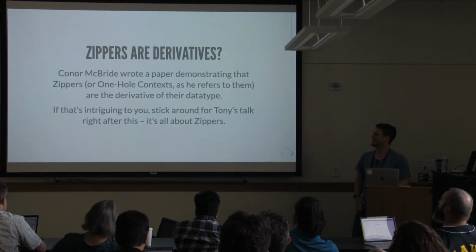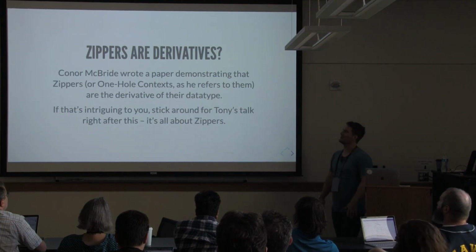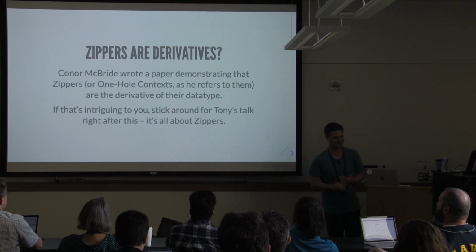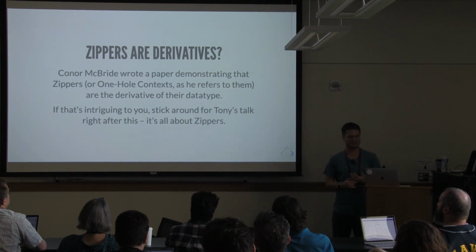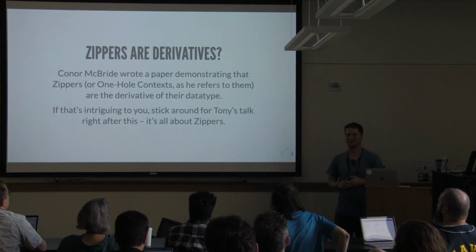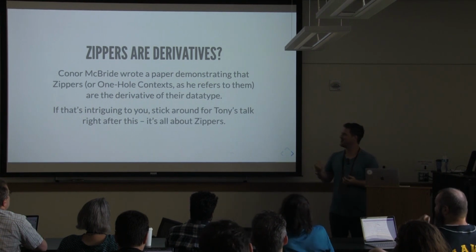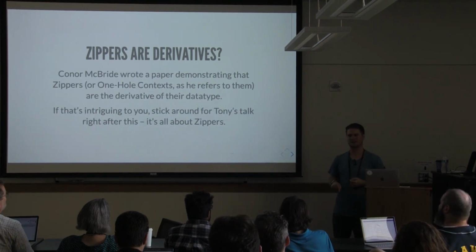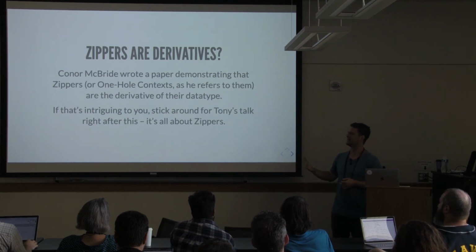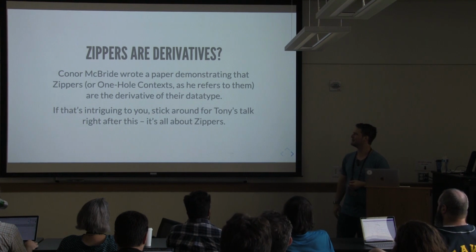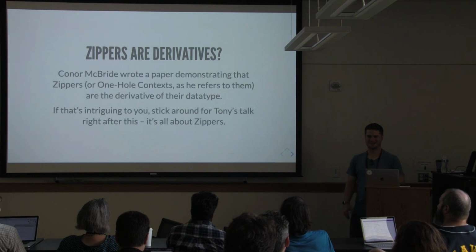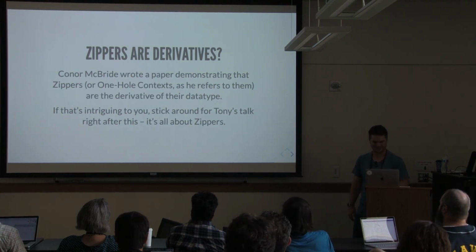And this isn't my area, but apparently zippers are derivatives. Conor McBride wrote a paper demonstrating that zippers, or one-hole contexts as he refers to them, are the derivatives of their data type. Honestly, I don't really know what that means, but if that's interesting, Tony Morris is giving a full talk on zippers at 11 in the same room, and I know for a fact he's covering this. So if you want to really geek out on category theory and things like that, I'm sure he can answer all your questions.